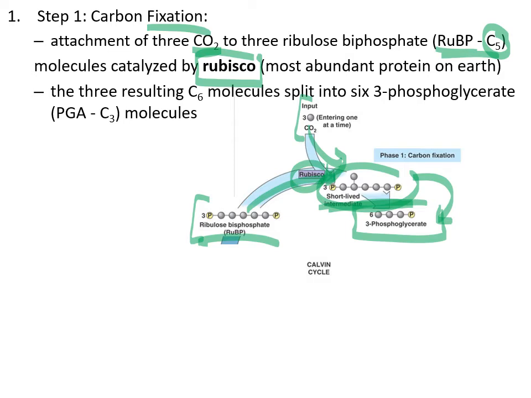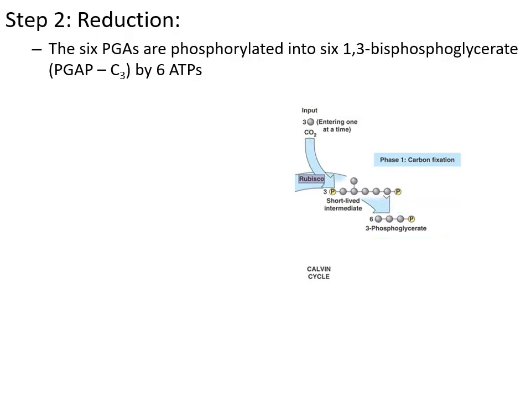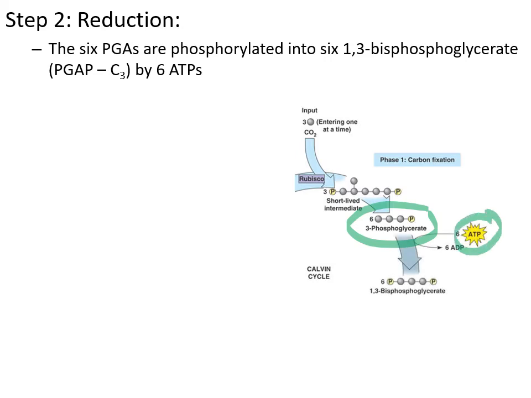But this is then going to get reduced using our electron carriers that we generated. So we take our 3-phosphoglycerates, make sure you get the right ones here, and we are going to be using up some of the ATPs that were generated during the light-dependent phase. We're going to use 6 of them at this point here. The phosphates are going to be taken off. We're going to phosphorylate this 3-phosphoglycerate into 1,3-bisphosphoglycerate. So it has the phosphates on it now.